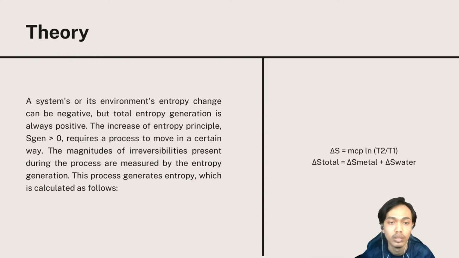Then we move to the second part. A system or environment entropy change can be negative, but total entropy generation is always positive. The increase of entropy principle requires that entropy generation must be more than zero for a process to move in a certain way. The magnitude of irreversibility present during the process is measured by the entropy generation. This process generates entropy, which is calculated as follows. The formula is delta S generation equals M Cp ln T2 over T1. Then the second one is delta S total equals delta S metal plus delta S water.